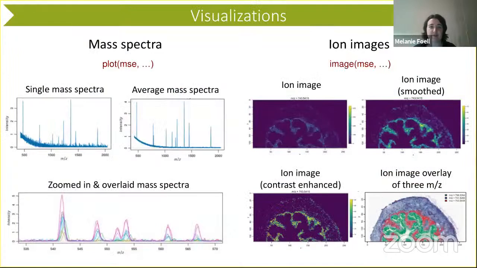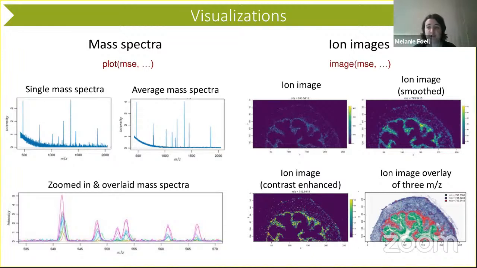So now some examples. Here are some visualization options in red. This is the code that is enabling such visualizations in Cardinal. We can plot mass spectra, either single mass spectra, average mass spectra, zoomed in mass spectra, and we can also overlay some mass spectra. And then each spectrum can be assigned a different color.